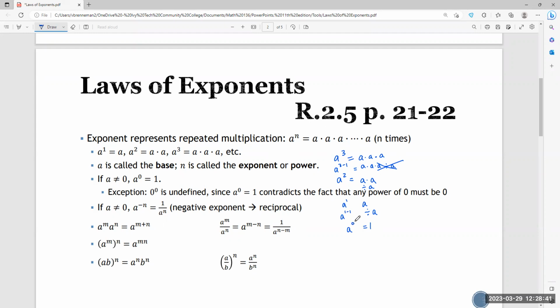Now, I can't do that if A is 0. We really pretty much aren't going to ever have a base 0 because it would just be 0 the whole time. But if A isn't 0, then the pattern says A to the 0 is 1.